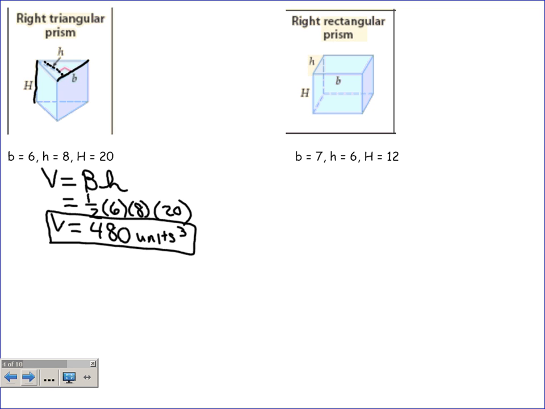Why don't you guys try the next one on your own? There's no numbers. I don't know why. I would like saying the number. Try the next one on your own. Again, please write the formula. Please show all your work. I don't want just random answers. Show all your work. Circle or box your final answer.